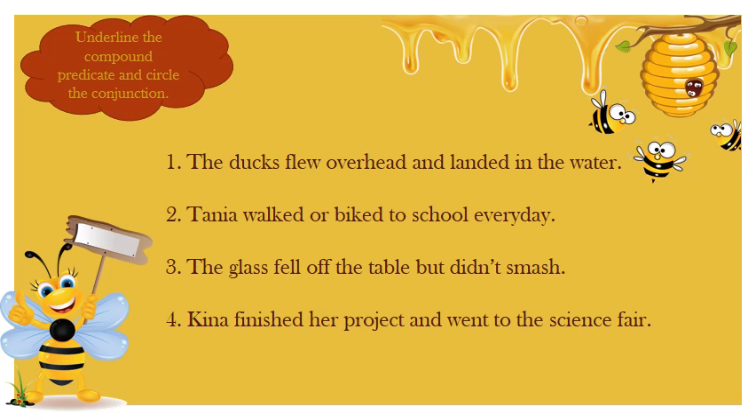Now it's time to practice the compound predicate. Underline the compound predicate and circle the conjunction. One, the ducks flew overhead and landed in the water. What is the compound predicate? Flew overhead and landed in the water. We start from the first verb till the end of the sentence. What conjunction did I use to make a compound predicate? I used and. So I circle and.